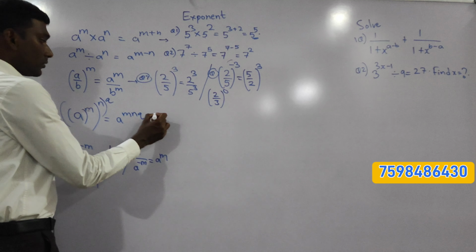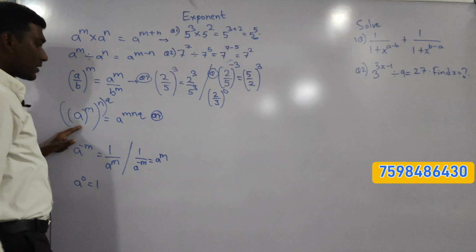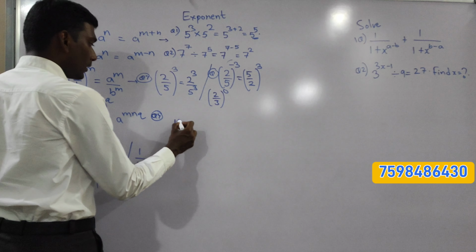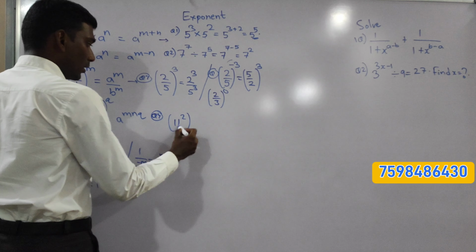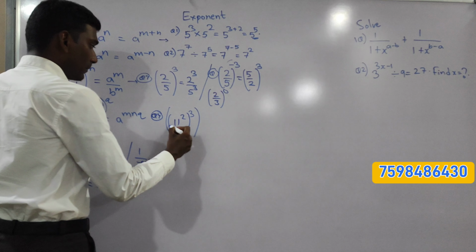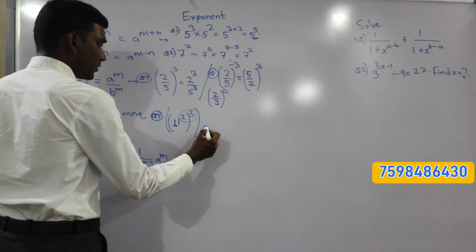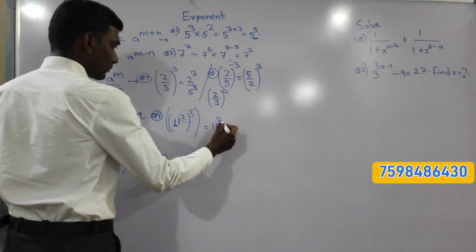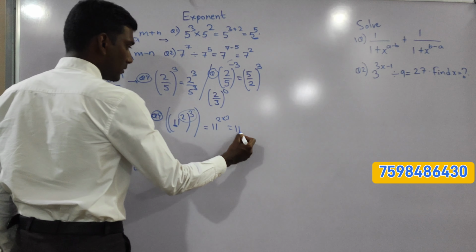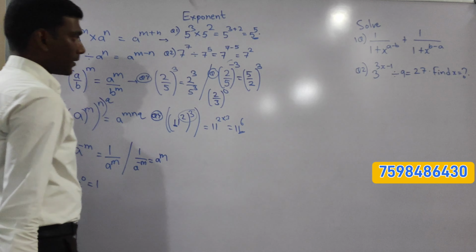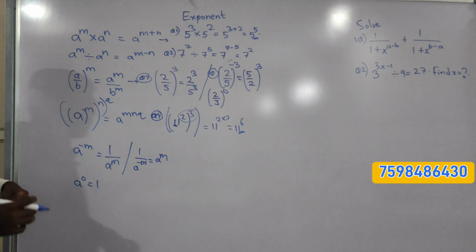Okay. So going to the next example, the fourth example, imagine 11 to the power of 2 to the power of 3. If this is the question, what is the final answer? This is 11. Just the powers you are going to multiply. 2 into 3 gives you 11 to the power of 6. So this is how basic operations are done.